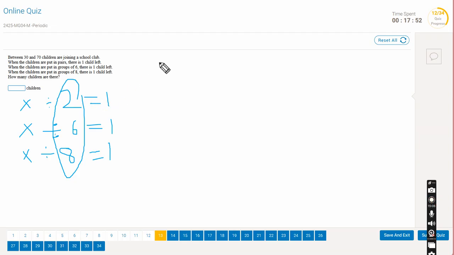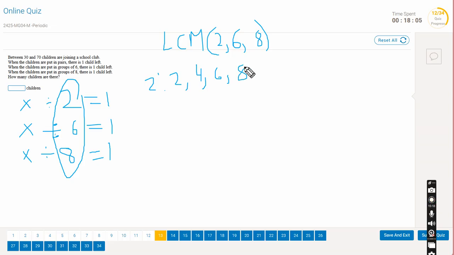So let's figure that out. So what do we do? LCM. 2, 6 and 8. What number is common between them? So for 2 you can write 2, 4, 6, 8, 10, 12, 14, 16, 18, 20, 22 and 24. I'm writing the multiples of 2, going till 24.